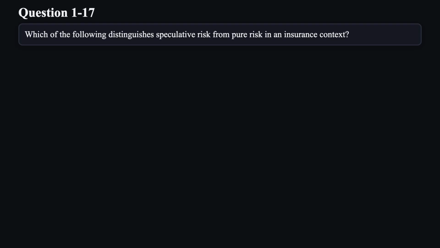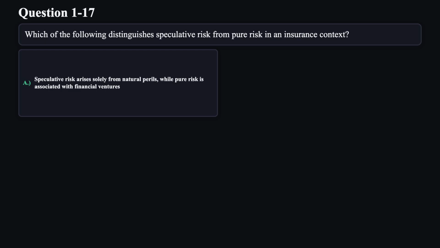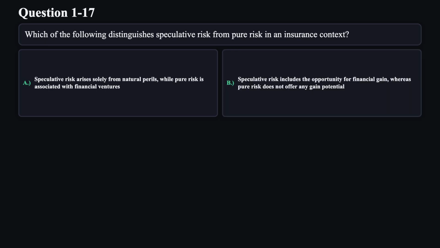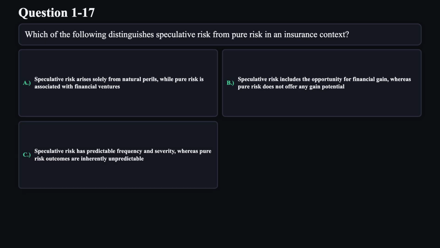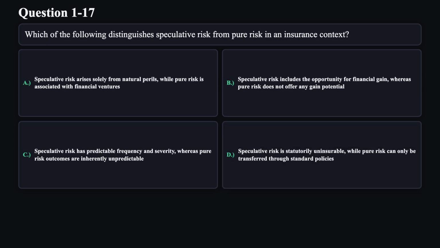Question 17. Which of the following distinguishes speculative risk from pure risk in an insurance context? A, speculative risk arises solely from natural perils, while pure risk is associated with financial ventures. B, speculative risk includes the opportunity for financial gain, whereas pure risk does not offer any gain potential. C, speculative risk has predictable frequency and severity, whereas pure risk outcomes are inherently unpredictable. D, speculative risk is statutorily uninsurable, while pure risk can only be transferred through standard policies.